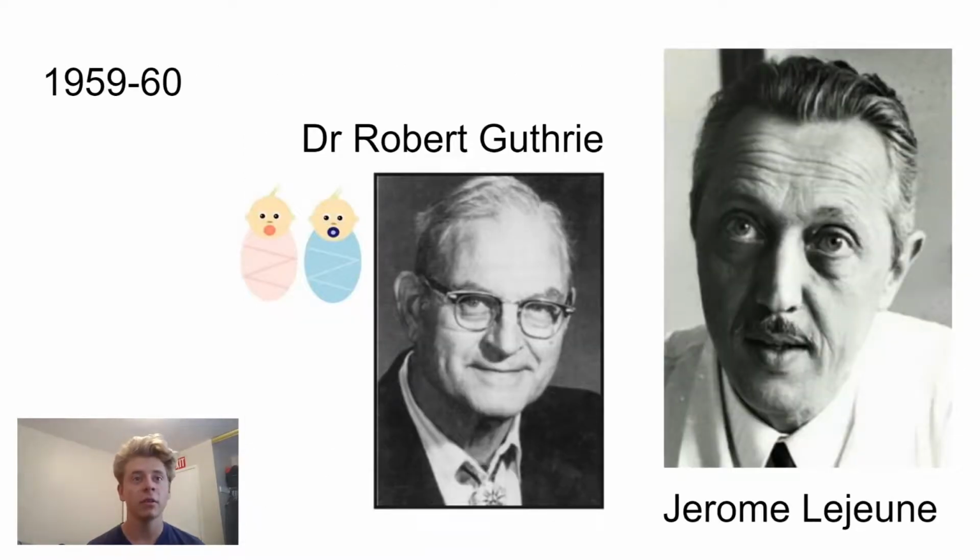After this time, we see another few uses of genetic testing arise, such as Jerome Lejeune's discovery that Down syndrome is caused by a change in the chromosome count, and the beginning of screening babies. This was developed by Dr. Robert Guthrie and checked infants for phenylketonuria.